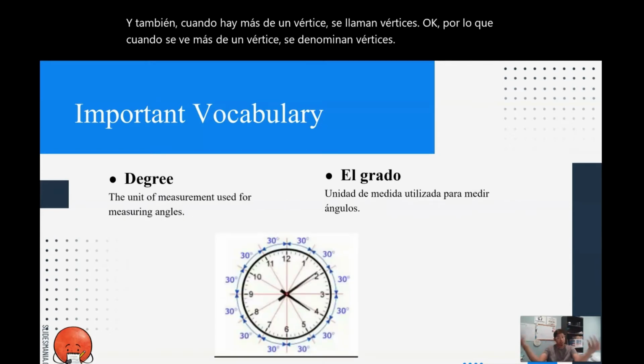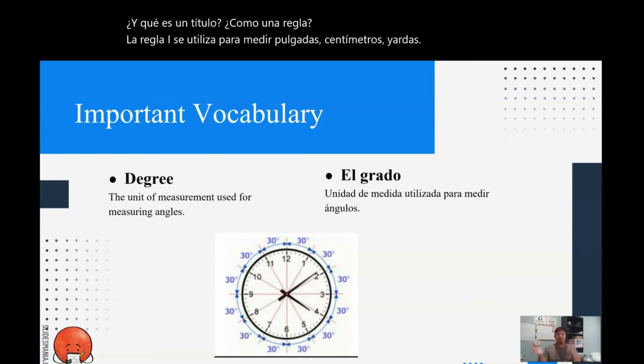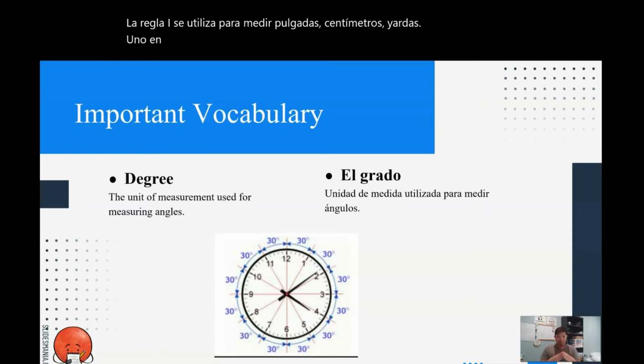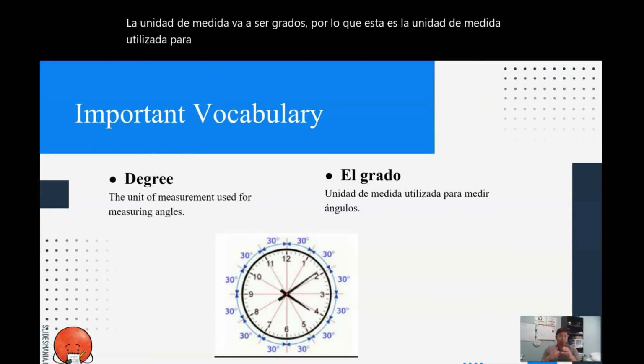And what is a degree? Well, just like a ruler is used to measure inches, centimeters, yards. Well, not a yard, but inches and centimeters, okay? That's the unit of measurement, inches and centimeters. So a protractor's unit of measurement is going to be degrees. So this is the unit of measurement used for measuring angles, okay? The protractor is a tool. The unit of measurement is the degree.